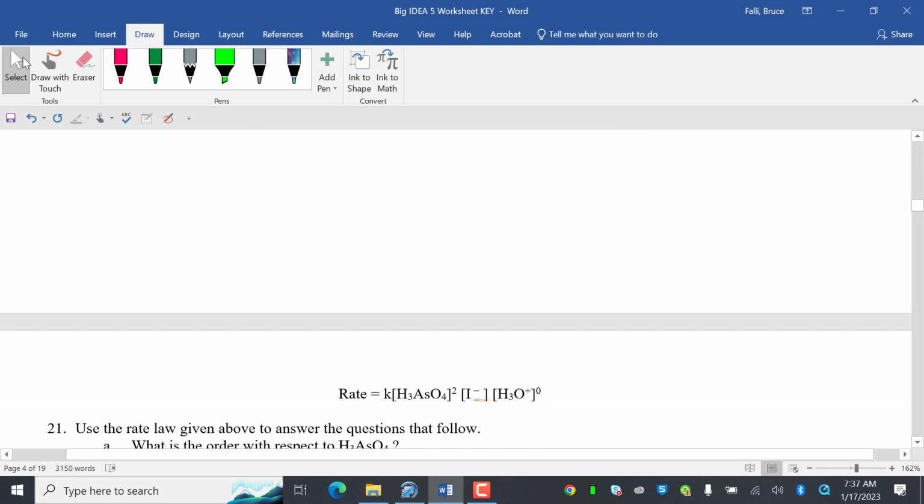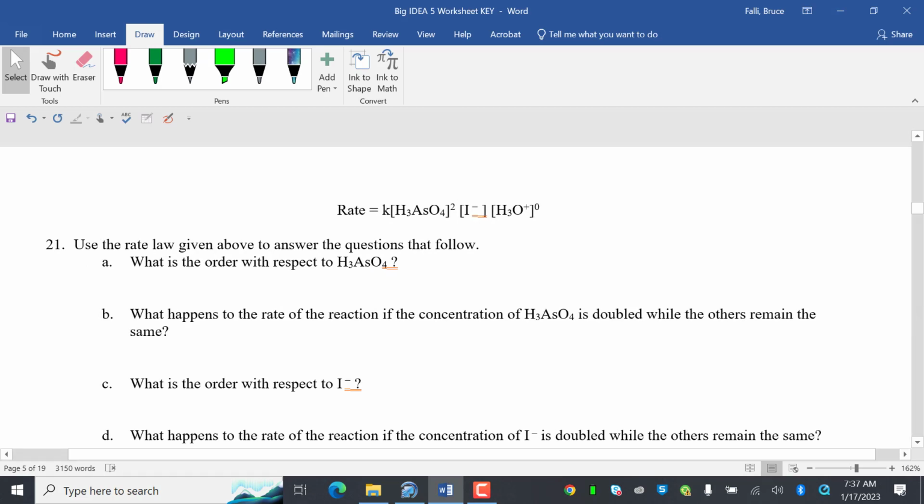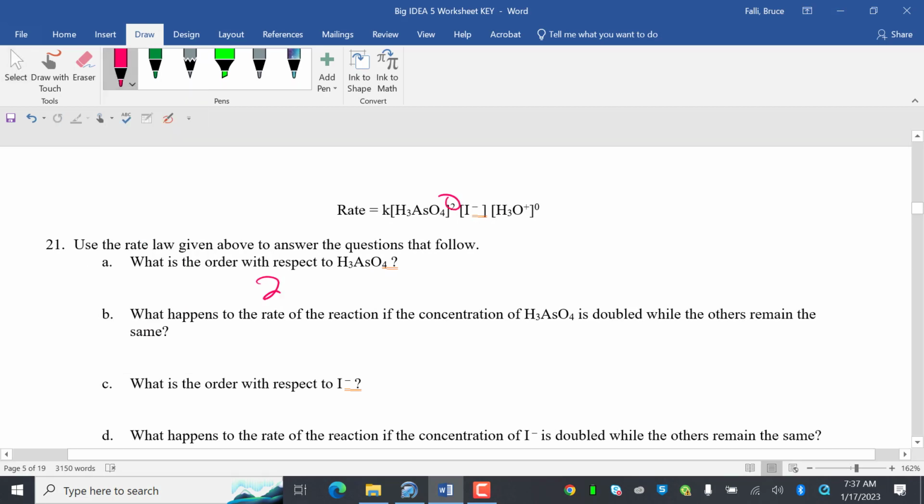All right. Here we go. 21. Use the rate law above to answer the following questions. What's the order with respect to that big dog? That is 2 because the exponent is 2. What happens to the rate of the reaction if the concentration is doubled? So that means it's going to be 2 squared, 4 times faster.